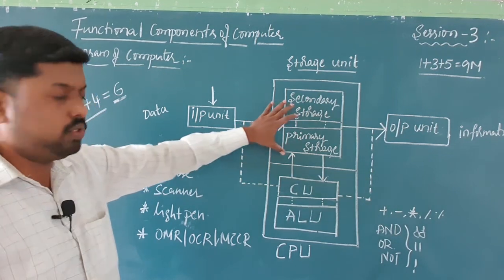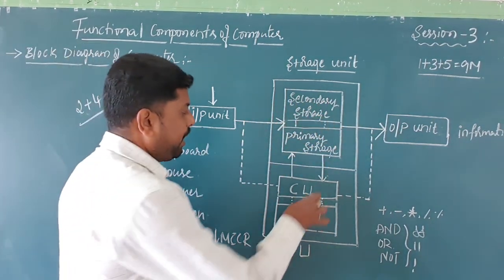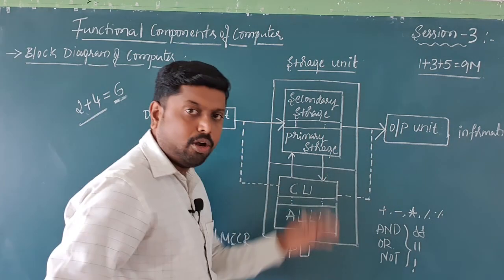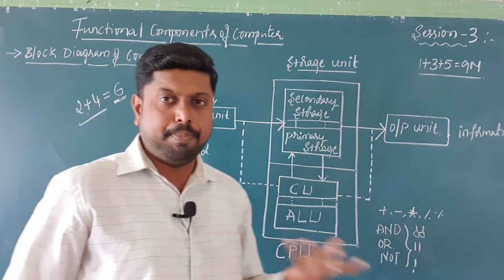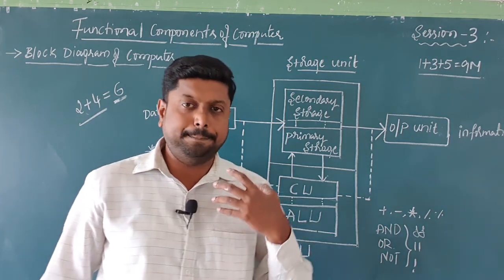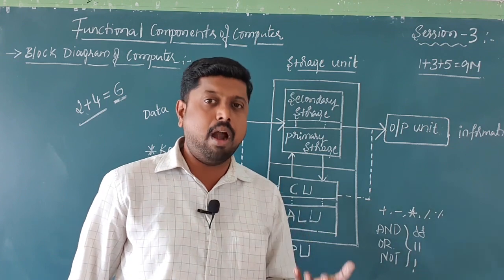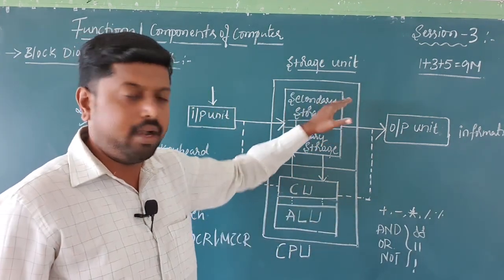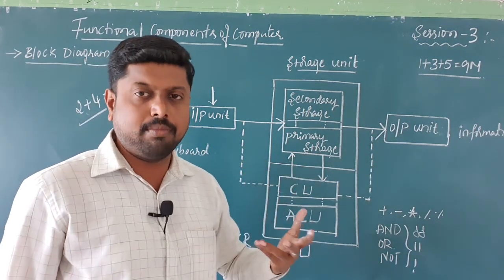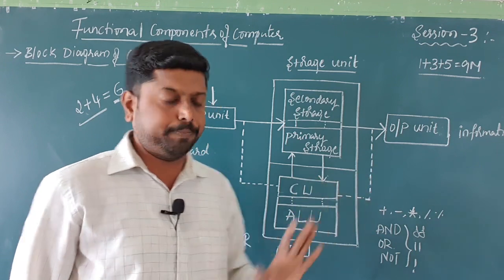Like that, a computer also stores the data with two different storage units. In the primary storage, with the help of RAM and ROM, the data will be stored. In secondary storage, with the help of pen drives, CD drives, memory cards, and external hard disks. All these devices will store the data permanently. Here, primary storage stores both permanently and temporarily, with the help of RAM and ROM.